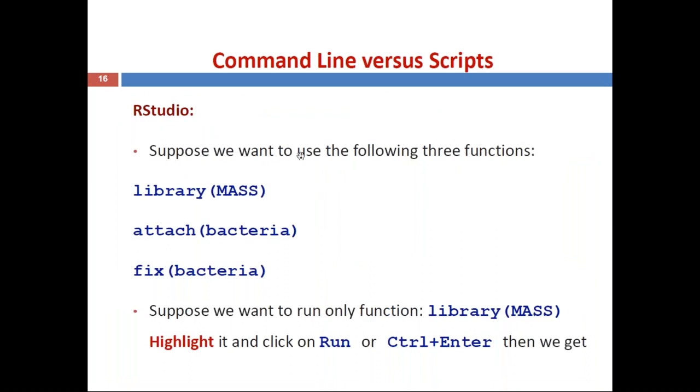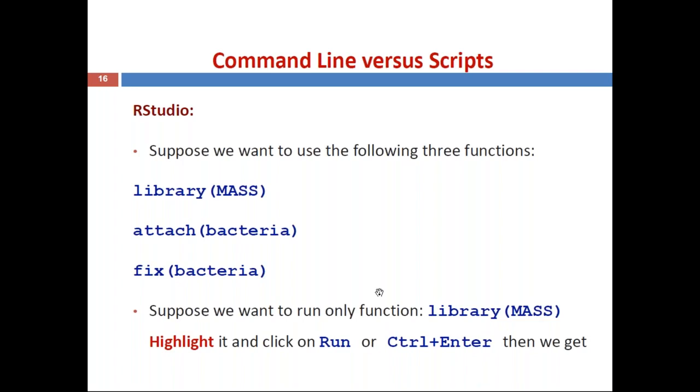Then suppose we want to use the following 3 functions in RStudio. Use library of MASS, which is one of the packages. Then attach bacteria from the MASS data. Then fix bacteria. So these 3 functions we want to use. Suppose we want to run only one function. First, library of MASS. Highlight it, click on run or Control plus Enter. Then we get the result. So this is RStudio.